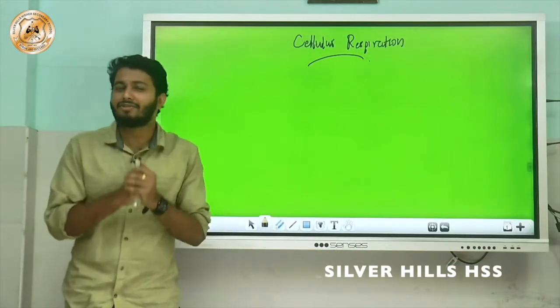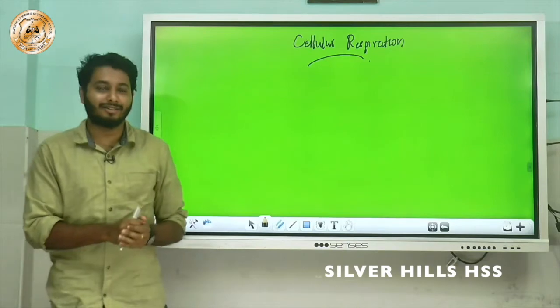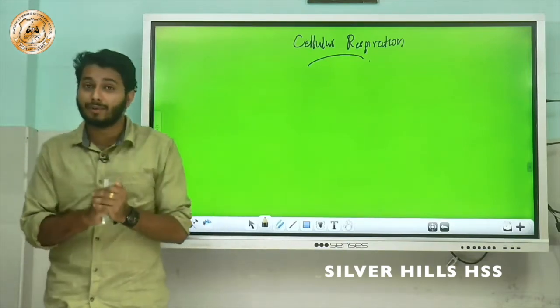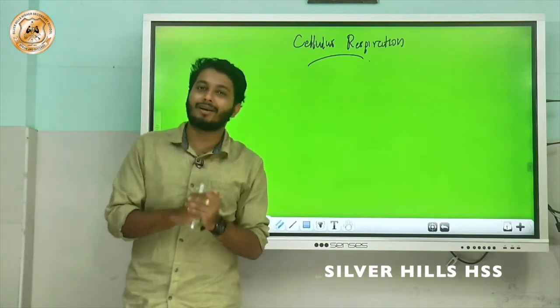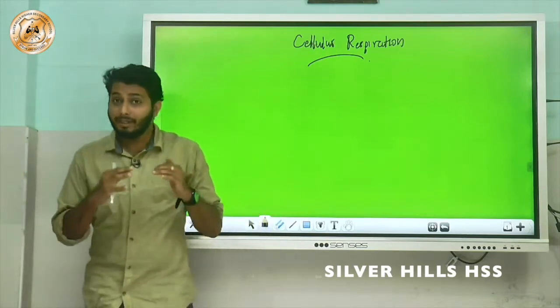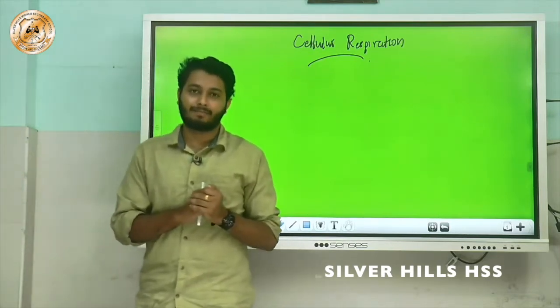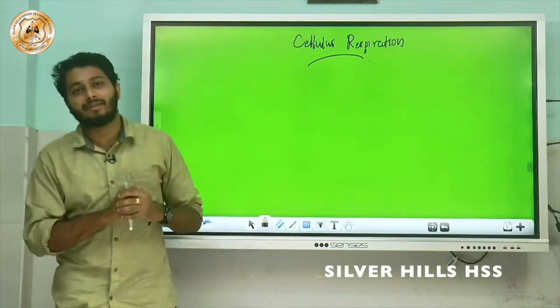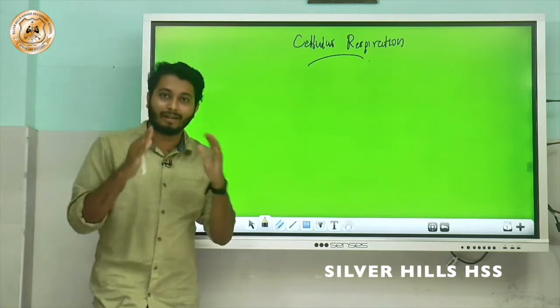Here we have an interesting topic in 9th standard, and that's cellular respiration. So in this class, I'll give you a small outline regarding cellular respiration. Let me define cellular respiration. Respiration at the cellular level is termed cellular respiration. I will explain with the help of a diagram.